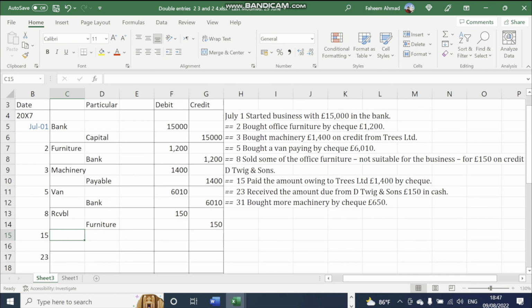Number 15. Paid the amount owing to Trees Limited. It means they are paying a payable. A payable is a liability. So when they are paying a payable, we will debit payable because liability decreases, debit. And then we paid by check. So check means bank. Bank is an asset. Asset decreases, credit. Amount 1400.